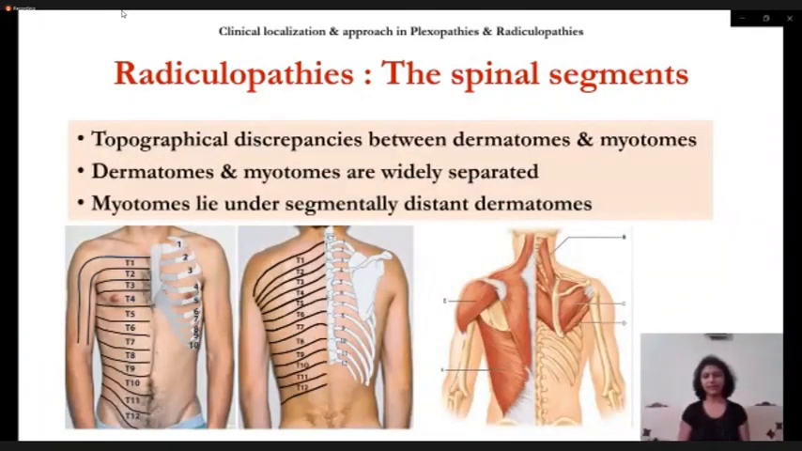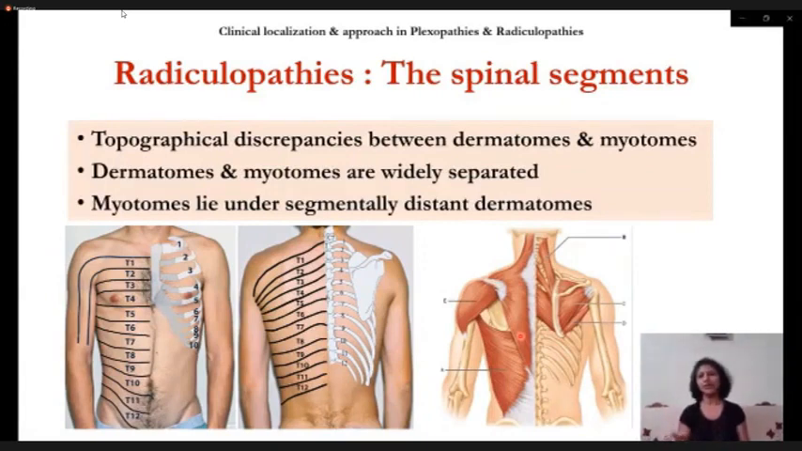One must remember at this point that there are topographical discrepancies between the dermatomes and the myotomes. That is, they are generally widely separated from one another. For instance, take the example of the intercostal muscles that receive a monoradicular supply from the corresponding spinal segments. Now, the dermatomes corresponding to these spinal segments lie distal to these myotomes, and this gap increases as we proceed caudally. So, the T11 myotome lies under the T9 dermatome.